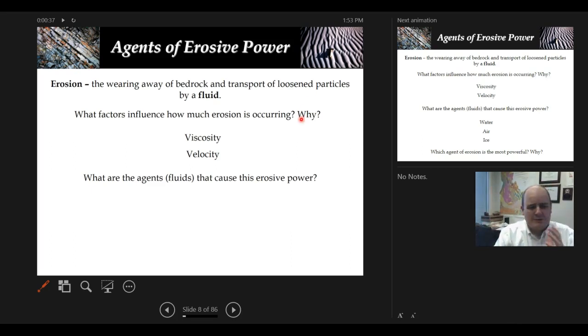Okay, so there are basically three main agents or fluids that we think about when we think about erosion.